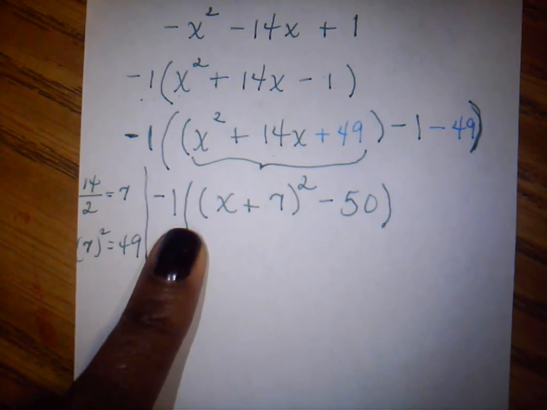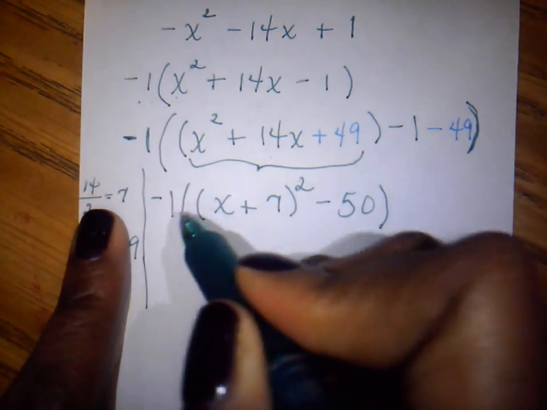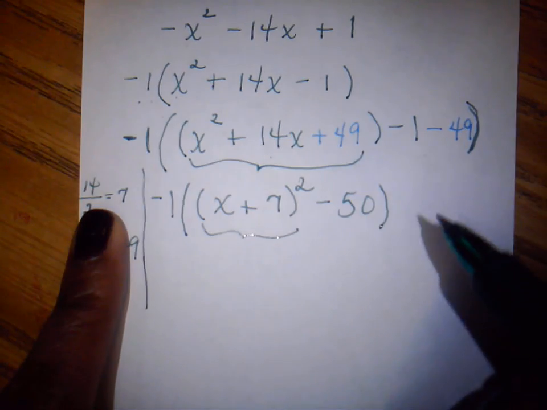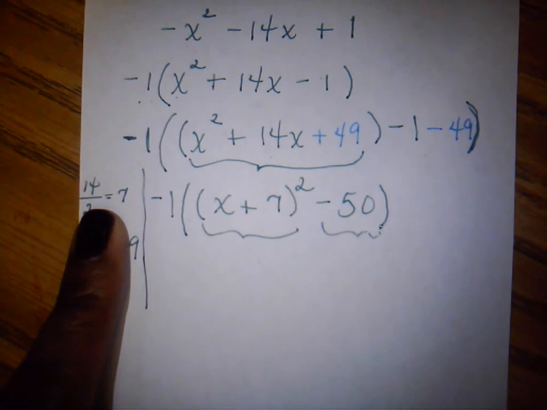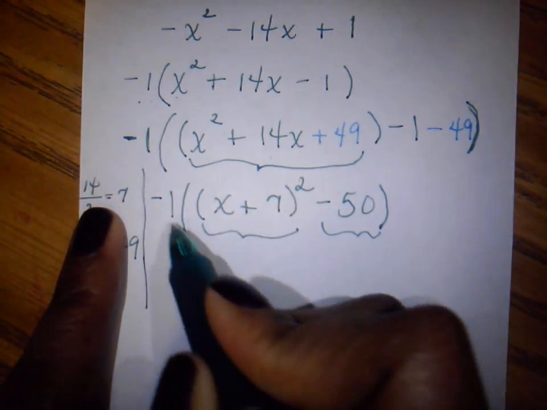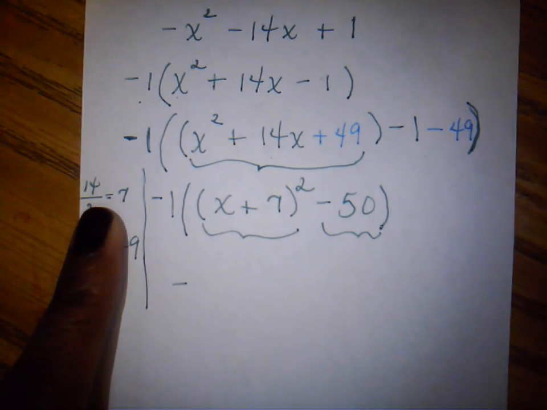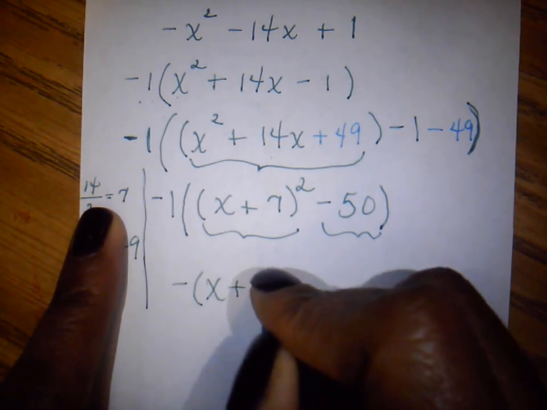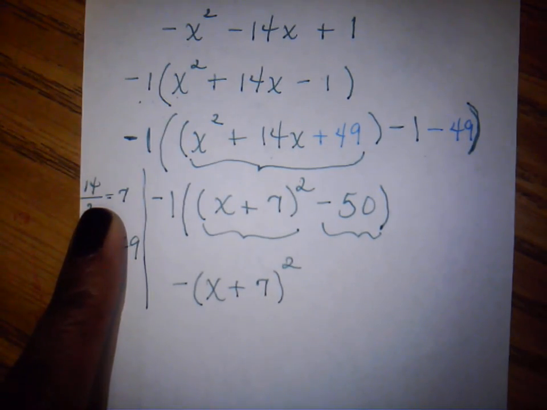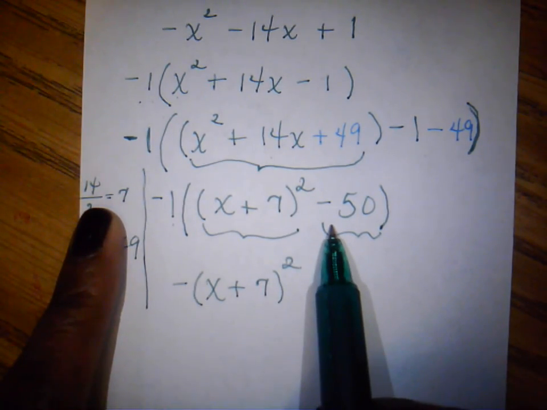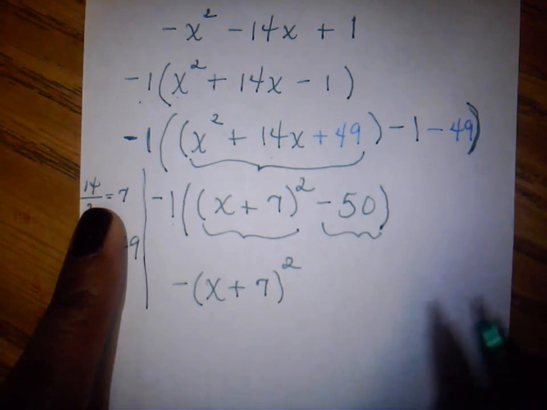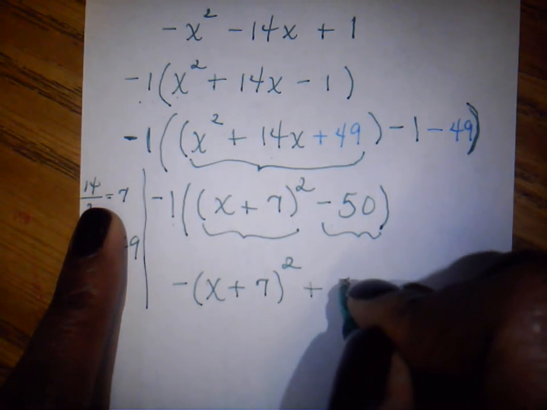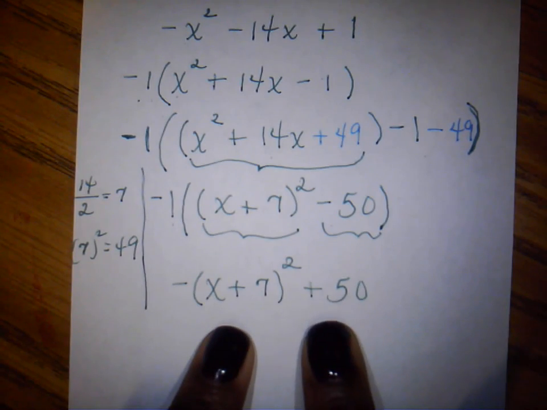Watch very carefully, okay? This negative 1 will be multiplied by this quantity and this quantity separately, okay? So when we rewrite this, without the parentheses now, we're at the end, negative 1 times the quantity of x plus 7 squared, okay? And then negative 1 times this negative 50 gives me what? Yes, very good. Very good, Brianna. Positive 50. And this will be my final answer.